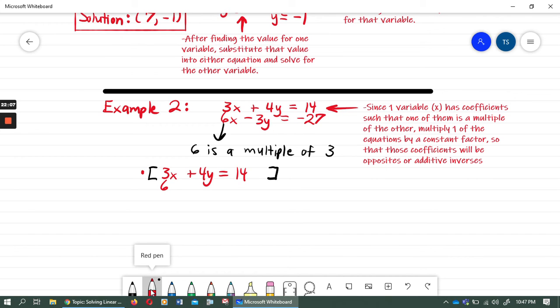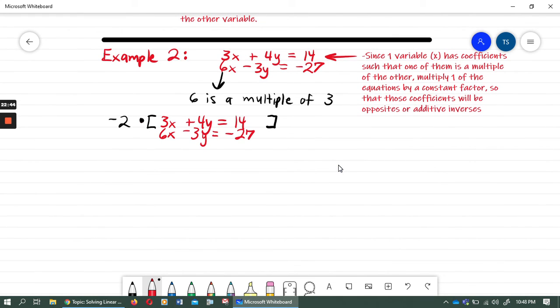Oh, I'm so glad that you said the right thing, y'all. Yes, we're going to multiply that times -2. We have to multiply the first equation times -2. We got to multiply that first equation times -2. Alright, and again, guys, the second equation is still 6x minus 3y equals -27.